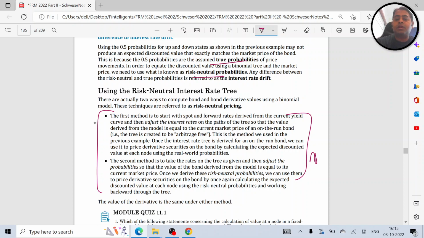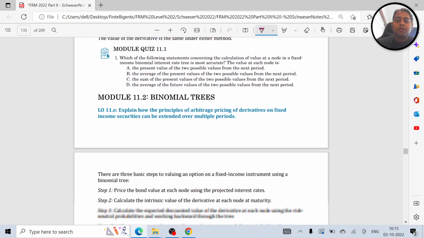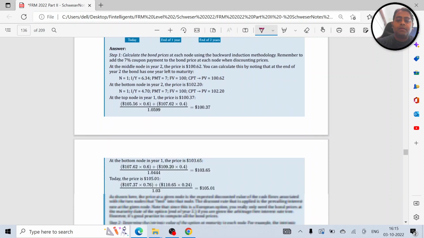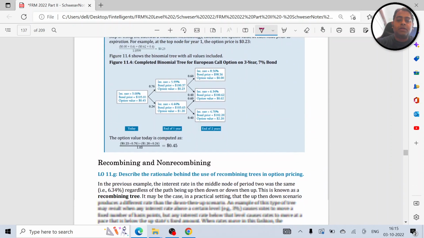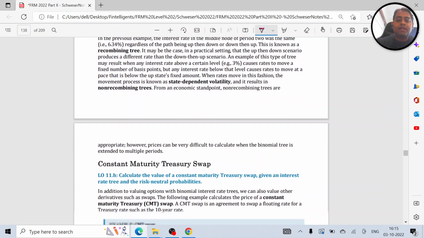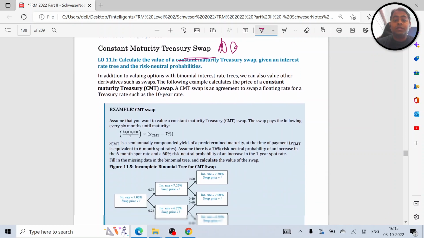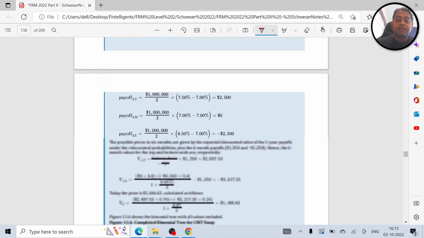Why are we using risk neutral and not true probability? The binomial tree calculation, any sum in this chapter you should not skip ideally. Okay, we should be clear on the calculation. Recombining tree is okay. Constant maturity swap has been tested in the past exam. Please do not skip this. Okay, marking it as double star.